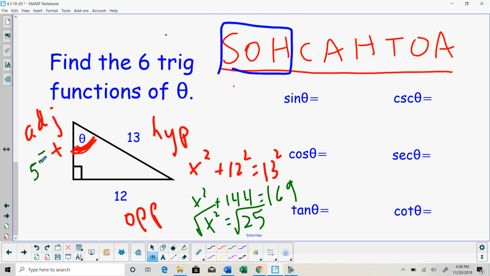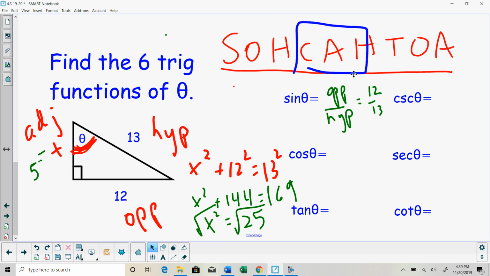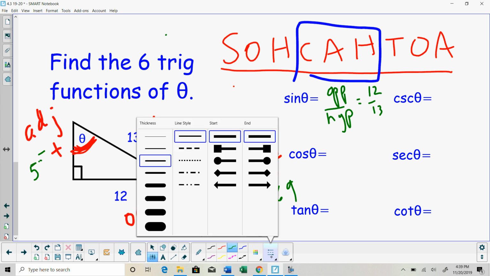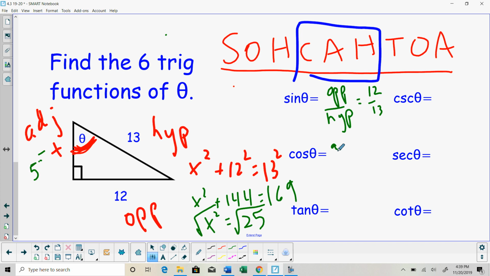So in this case, if I want sine, that's the opposite over the hypotenuse, and so that's going to be 12 over 13. Cosine is the adjacent over the hypotenuse, and so that is going to be 5 over 13. The tangent is going to be opposite over adjacent, and so that is going to be 12 over 5.